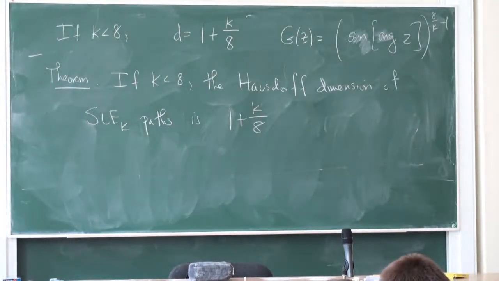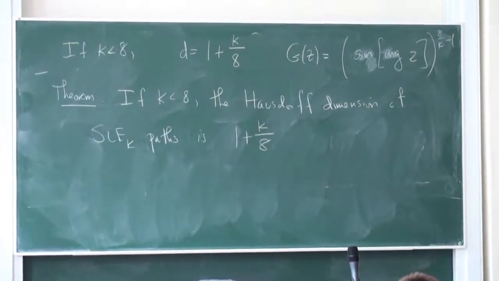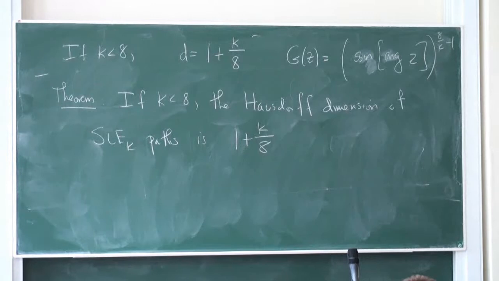In particular, for every number d strictly between 1 and 2, there exists a unique kappa which gives you paths of that dimension. So all the SLEs are fractals, their Hausdorff dimensions are bigger than one for the paths. Once it gets up to 8, then it's space filling, plane filling, and its dimension is 2, but below that it's equal to that.